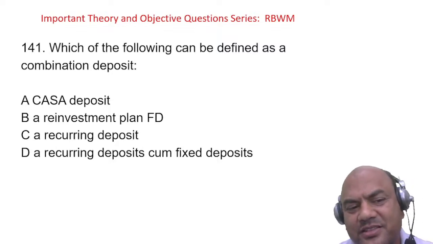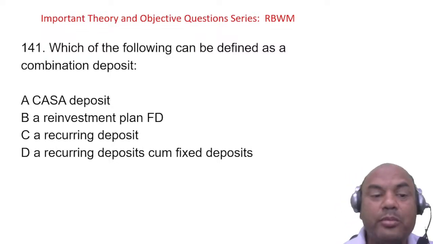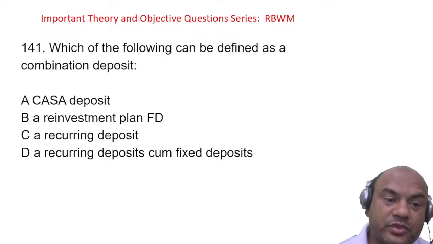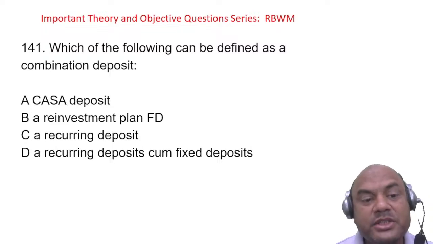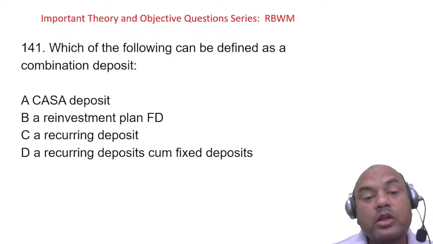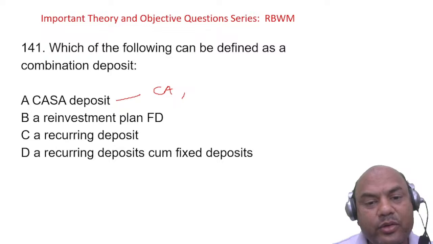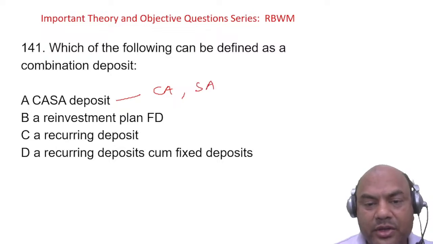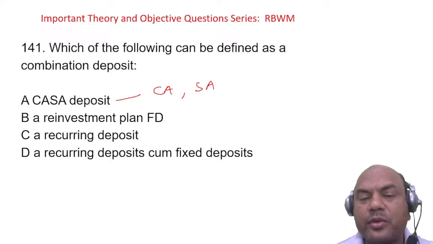What is all this? Combination. Combination deposit. CASA. Combination means current account and savings account. These two accounts are separate. Although we call it CASA, CA is separate and SA is separate. You can't combine current account and savings account. Okay. Keep it very simple. Current account is for business, savings account is for personal level.